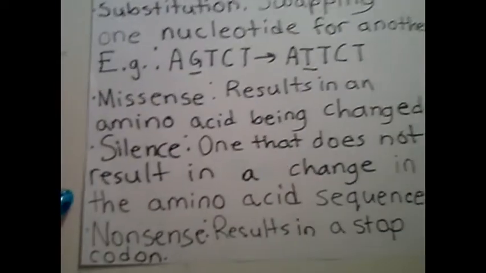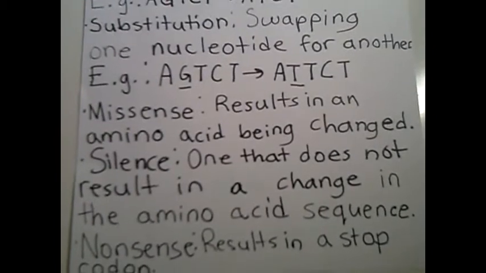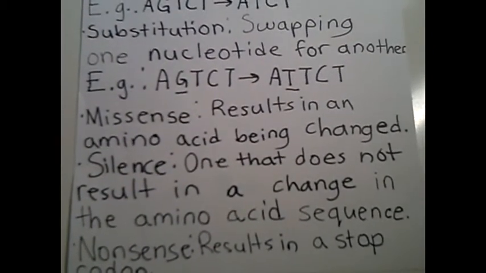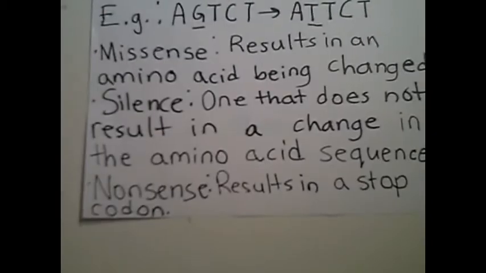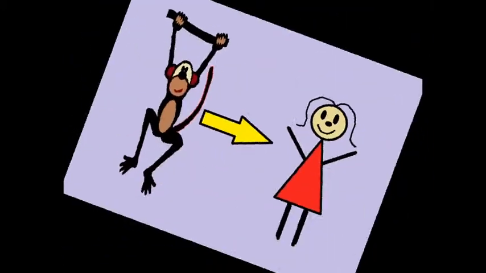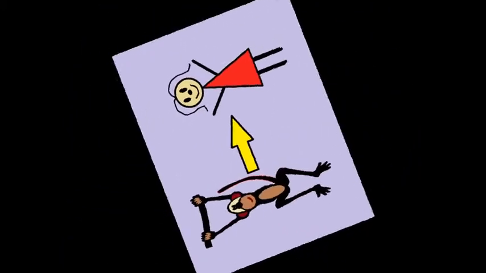A missense mutation results in an amino acid being changed. A silent mutation is one that does not result in a change in the amino acid sequence. A nonsense mutation results in a stop codon, and it is often lethal to the cell. Mutations aren't always bad. A series of mutations is basically what evolution is.